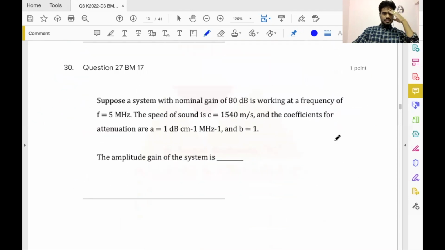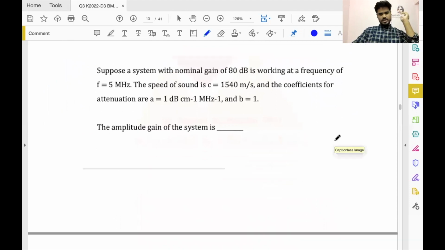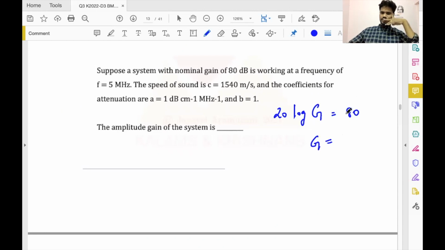Okay. Suppose the nominal gain, the amplitude gain of the system, is 20 log amplitude gain equals 80. So what is the amplitude gain? It is 10 power 80 by 20, 10 power 4. But of course, we discussed how this is applied in the gain computation.